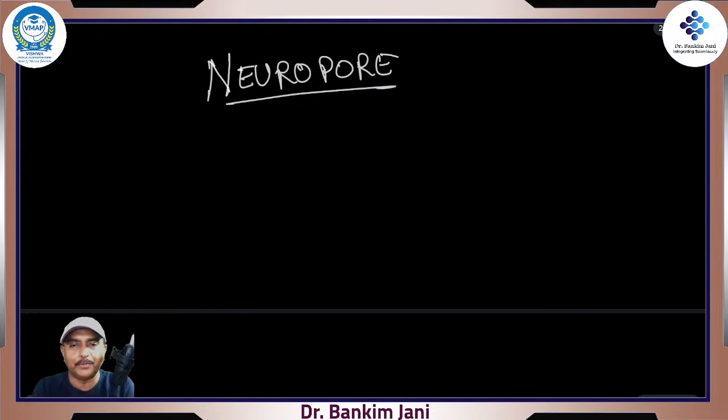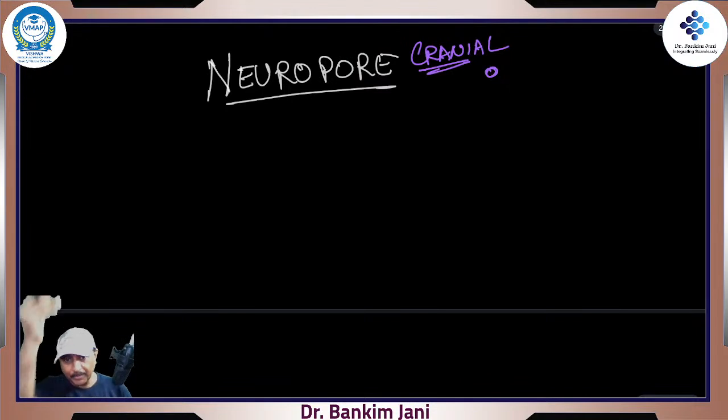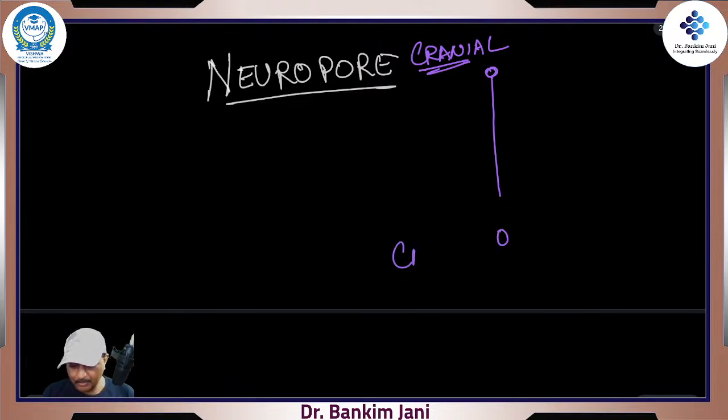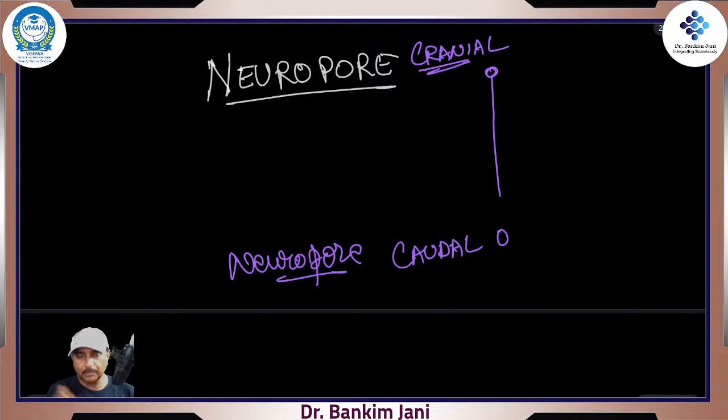Then the concept of neuropore becomes very easy. So when we are watching from below, I'll take just one color. There would be one top end. This is called the cranial neuropore, right? Cranial neuropore, and all the way it developed, and then there would be the caudal neuropore, right? Caudal neuropore.